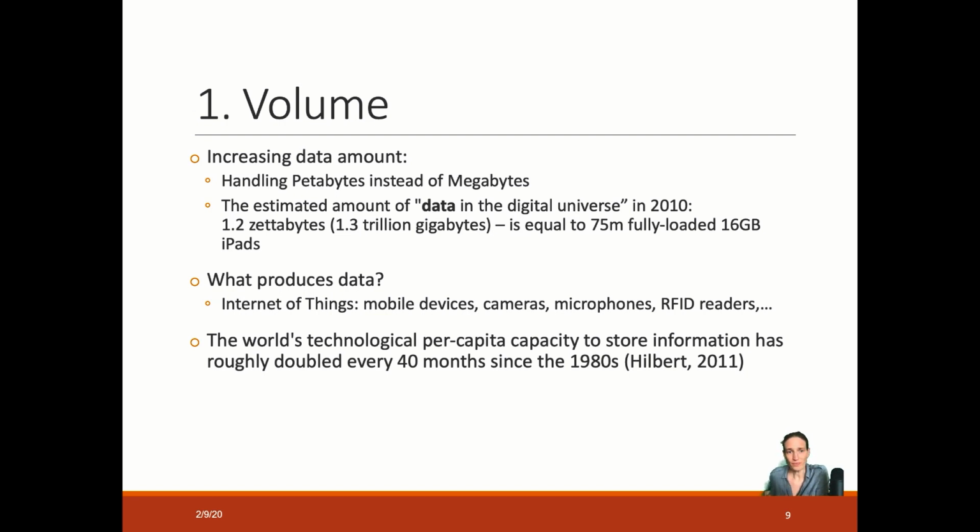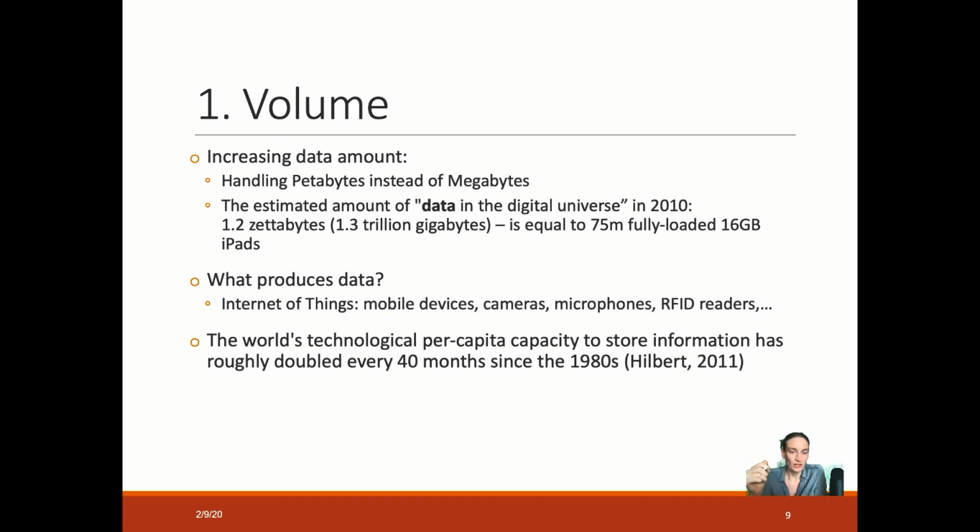So the estimated amount of data in the digital universe in 2010, I found some statistic, should be 1.2 zettabytes, which is 1.3 trillion gigabytes. But this is an estimate in 2010, long time ago. There's way, way, way more data now as it grows exponentially. We have RFID readers, mobile devices, cameras, microphones, everything produces data.